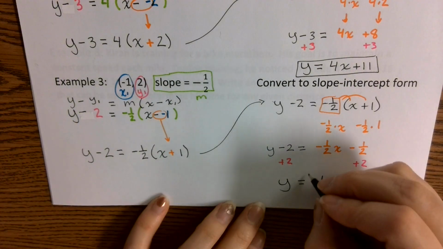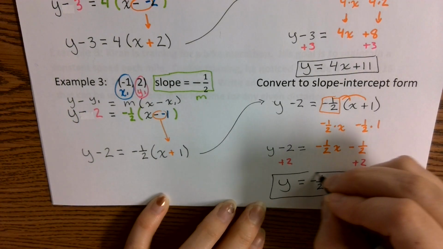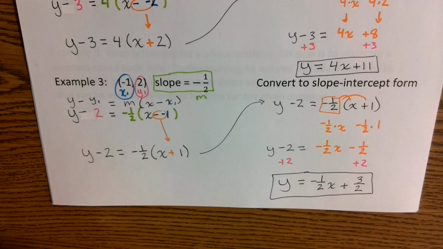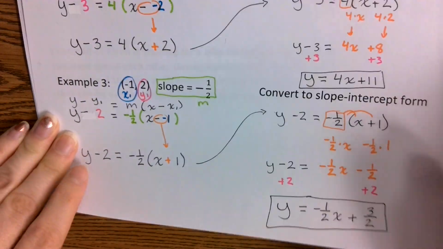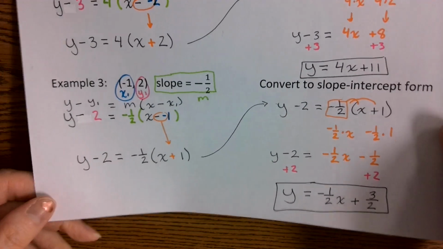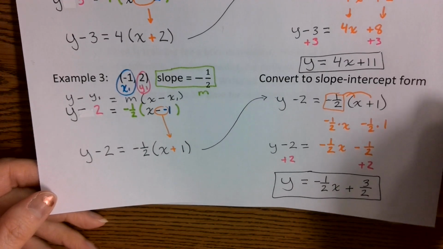Okay, so that's what it is when we're going from point-slope form to slope-intercept form. Now, on the next page, if you flip it on over to the back, they're not going to give you the slope, but they are going to give you 2 points. They're going to give you 2 points, so that means you have to find the slope first before you can do your point-slope form. Remember the slope formula.